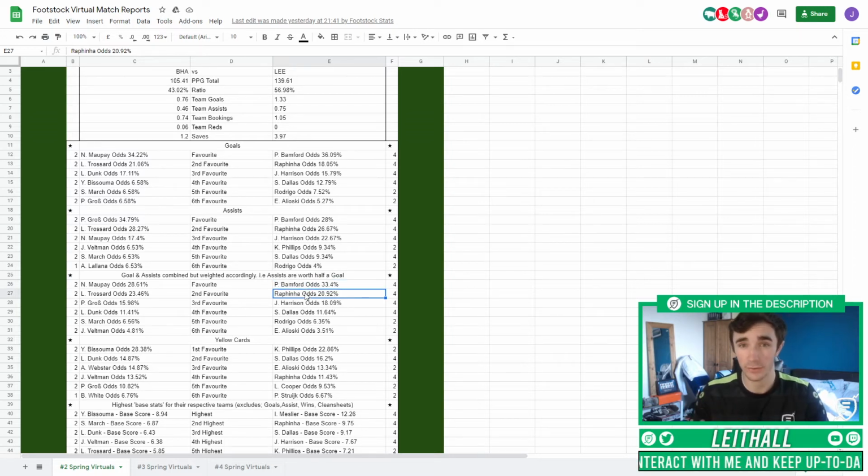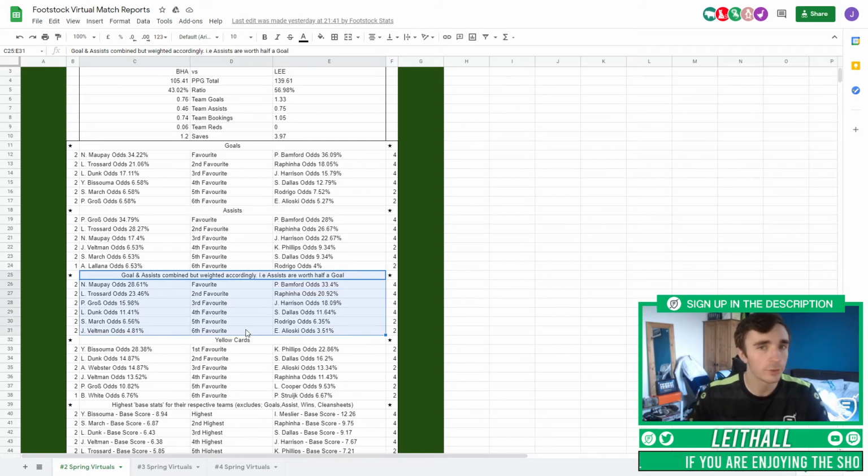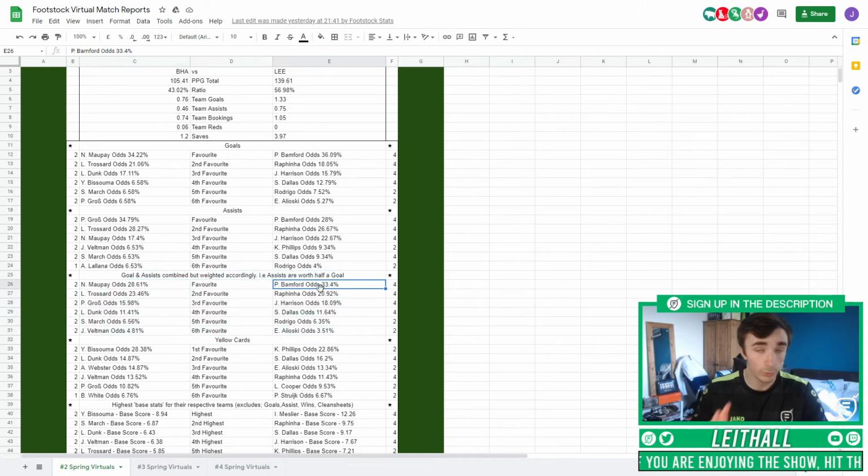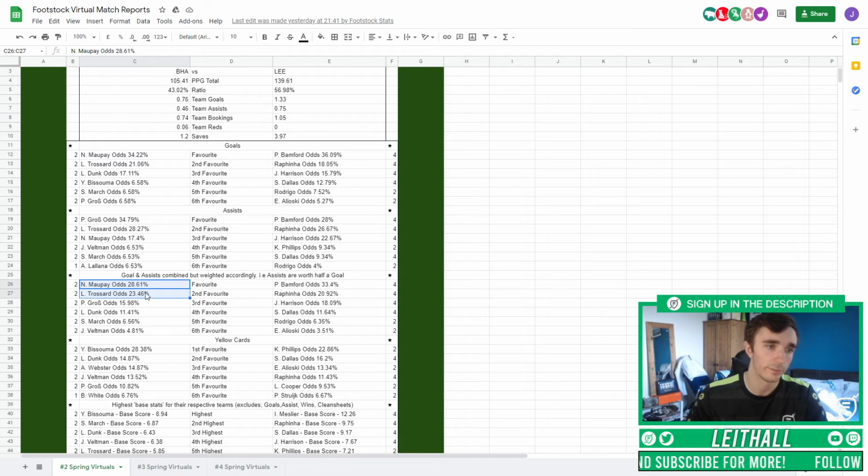If you want to get some stats very quickly and don't want to spend too long interrogating these stats, this is potentially the most important one to look at. It gives you a very quick look at the players that have got the best chance of getting goal contributions and therefore good scores in the virtuals. Bamford is quite considerably up there for Leeds. On the other side, you've got Maupay and Trossard looking very good options.